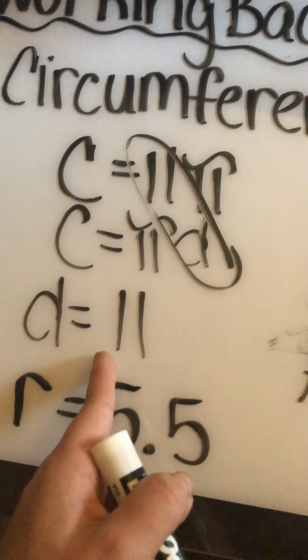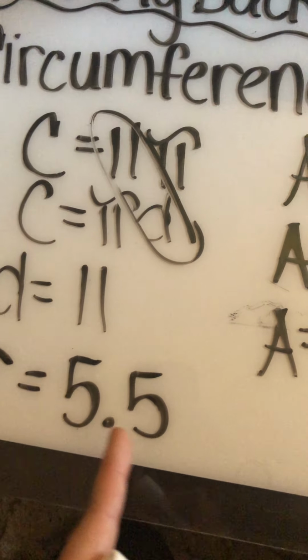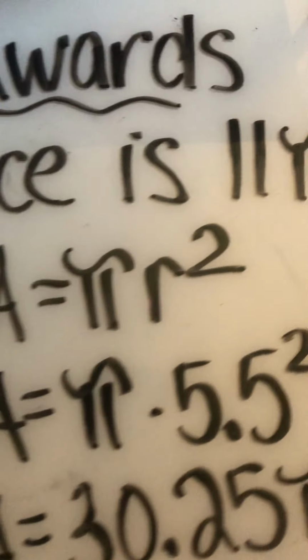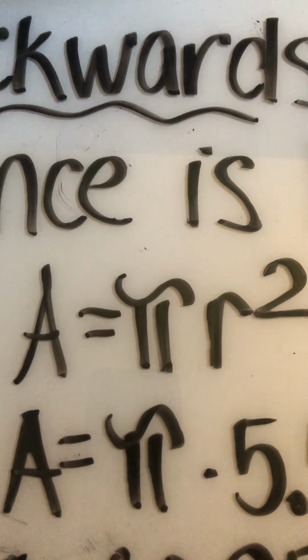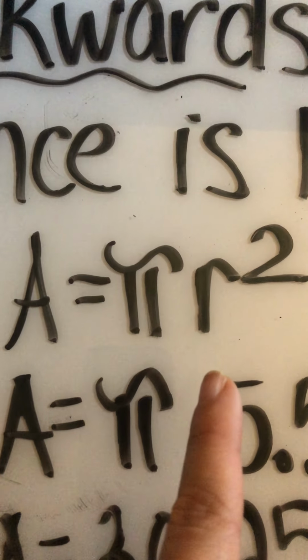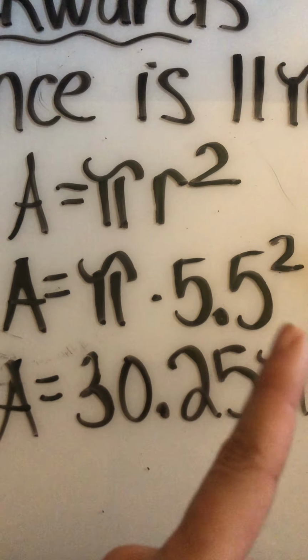If the diameter is equal to 11, then the radius is equal to half of that number, which is 5.5. And the reason why that's helpful is because to find the area of a circle, we need a radius. So without that radius, we couldn't find the area. So then we take that radius, we plug it into our formula.